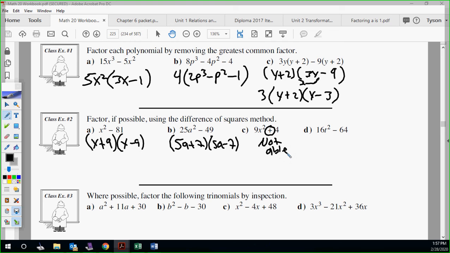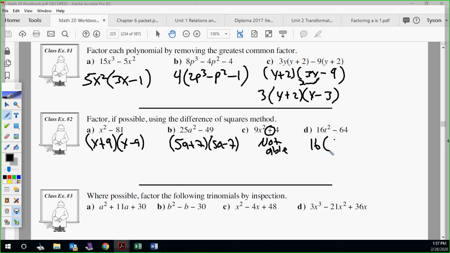Now D, there's a couple layers to D here, because is 16 a perfect square? And then t squared is a 64. Yes, but do 16 and 64 have a GCF? Yeah, they do. So you can actually pull a 16 out first. Okay, or is it an 8 out first? No, it's 16, right? 16 out first, yeah.